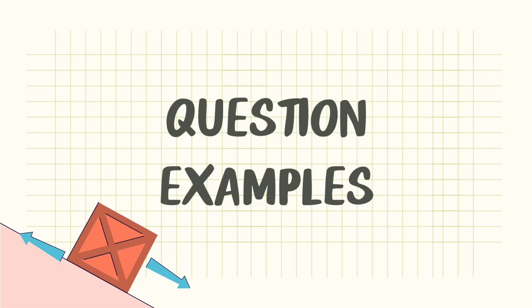Question examples. A coconut is on its tree at a height of 6 meters from the ground. If the coconut is 2 kg in mass, what is the potential energy of the coconut with the gravitational acceleration of 9.8 meters per second squared?